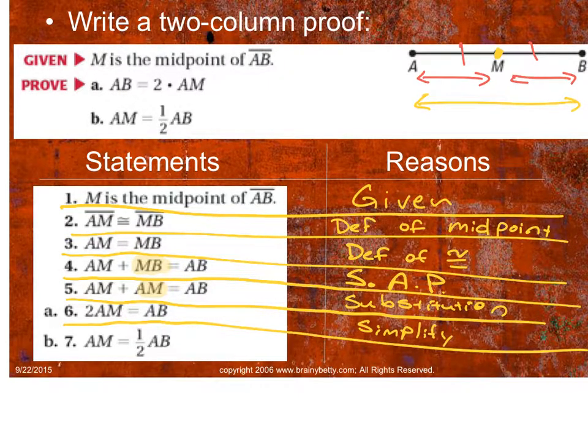So simplify. That's it. When you're actually doing the adding and subtracting on one side, you're not doing it to both sides. That's not the addition property of equality or anything like that. That's not multiplication, because we're not multiplying both sides by 2. We're just combining what it says to do. AM plus AM is 2AM.